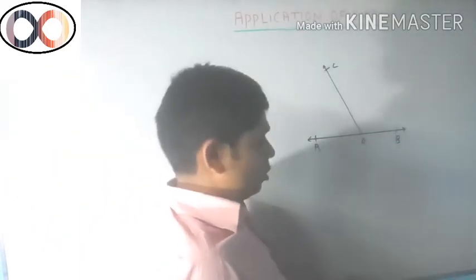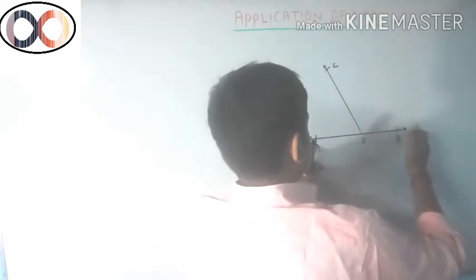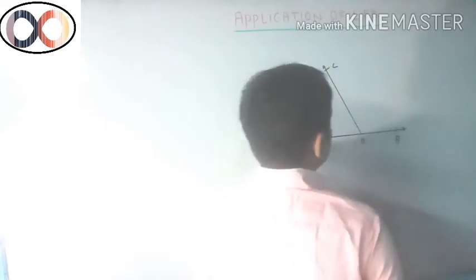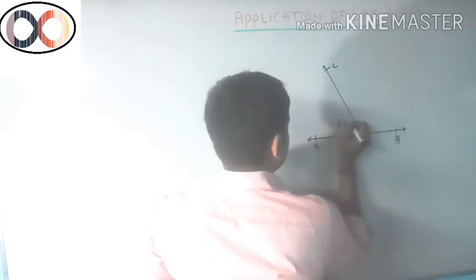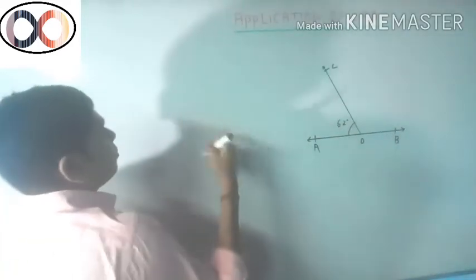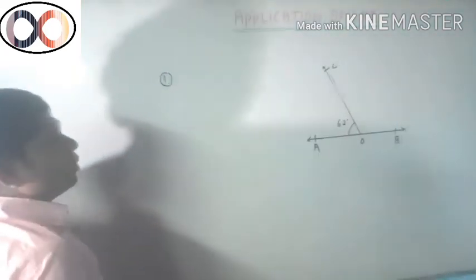Okay. So first question, you can see this is the straight line and this is the ray standing on it, and the angle AOC equals 62 degrees. We need to find angle BOC. So we can say in question number 1, this is the question from R.S. Agrawal. This figure is already given in the question.